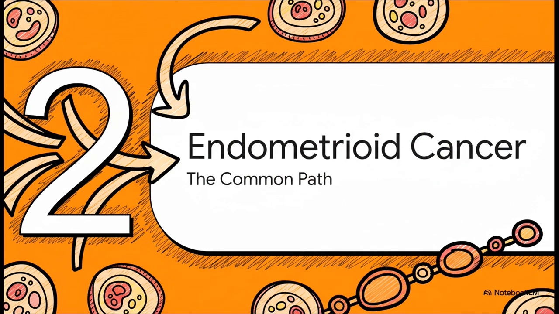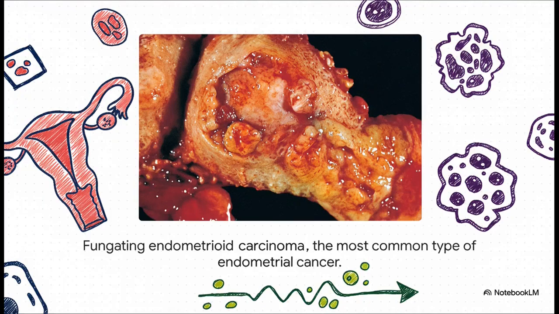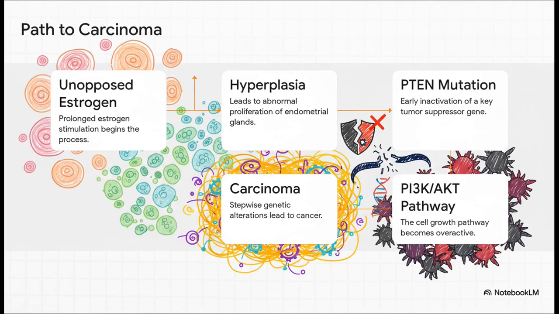All right, so now that we understand hyperplasia, let's follow the path. Let's see how it leads to the most common type of endometrial cancer. And here it is. This is what it can look like with the naked eye. See that large fungating mass filling up the uterus? This is endometrioid carcinoma, and it is by far the most common type. We're talking about 80 to 85% of all endometrial cancers, so this is the one you're going to see again and again.